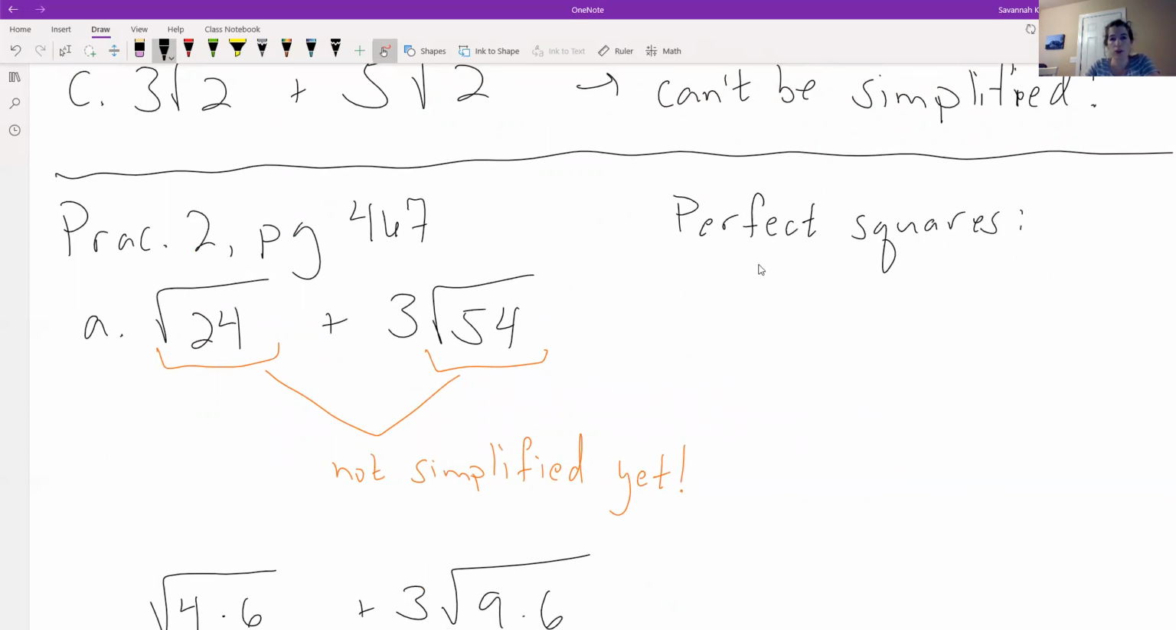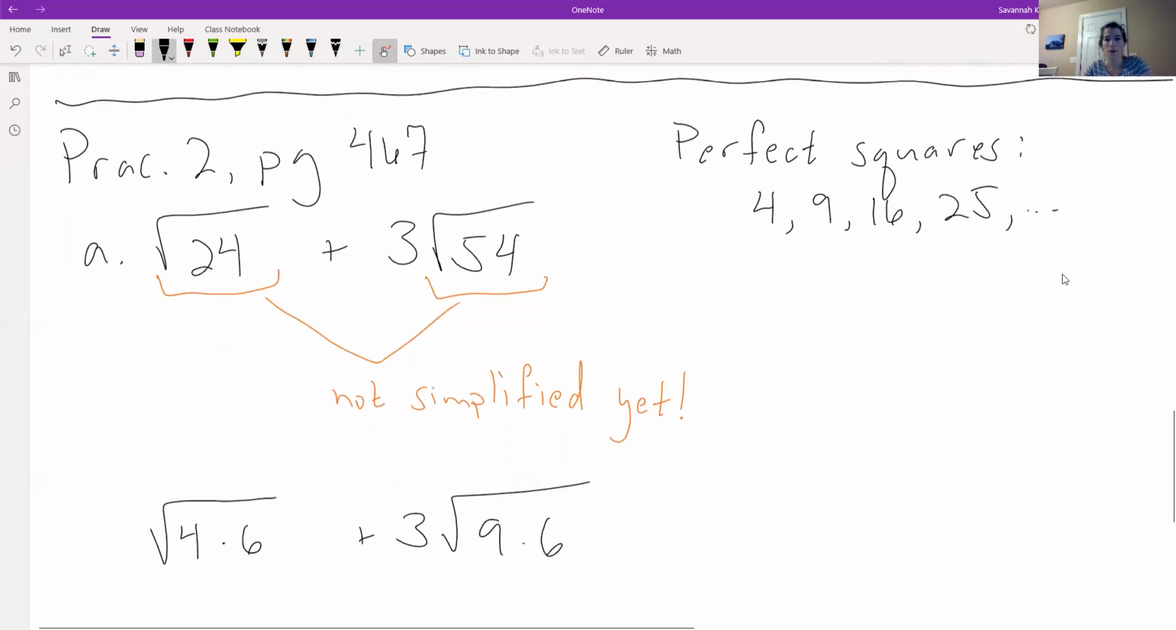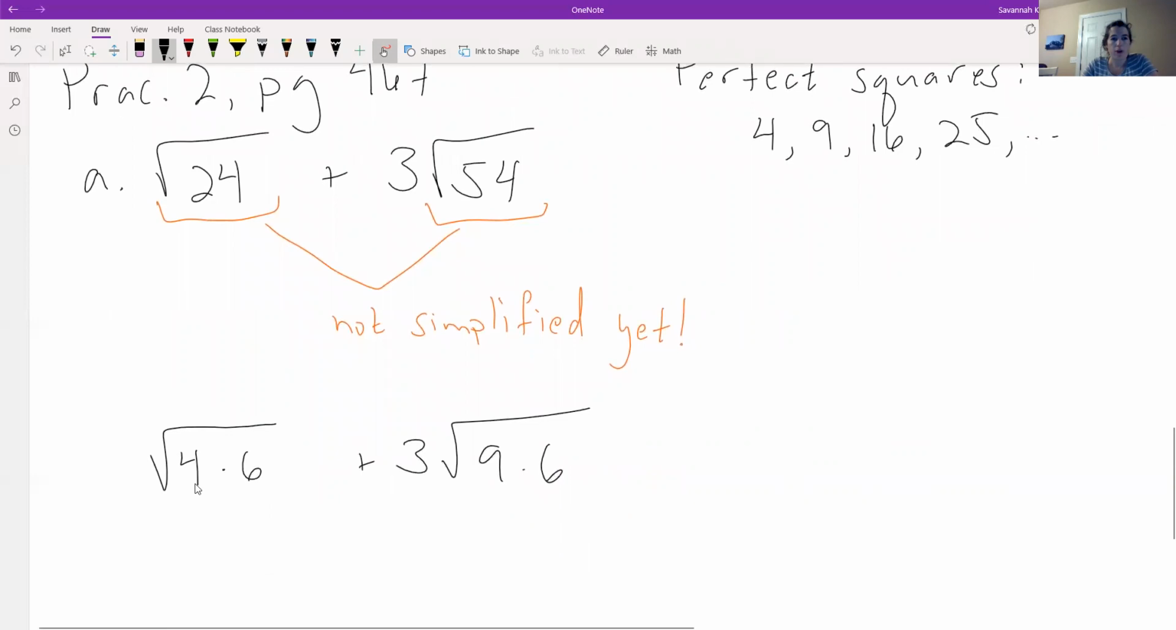If you have 2 squared, it's 4. If you have 3 squared, it's 9. If you have 4 squared, it's 16. 5 squared, it's 25, and so on. So I found a 4 hiding inside the first one, and I found a 9 hiding inside the second one. And just as a word to the wise, if there are ever 2 perfect squares that would divide into one of these numbers, you pick the bigger one.